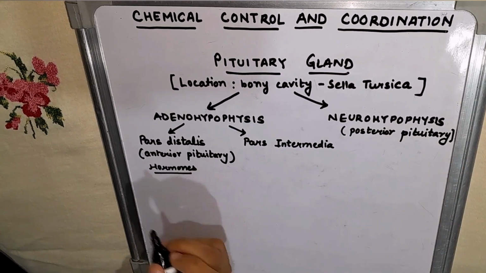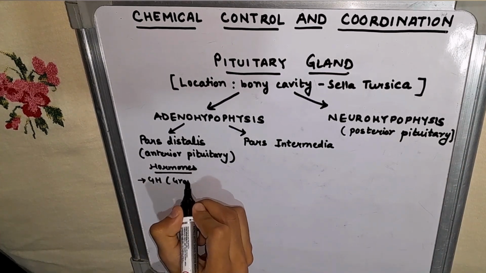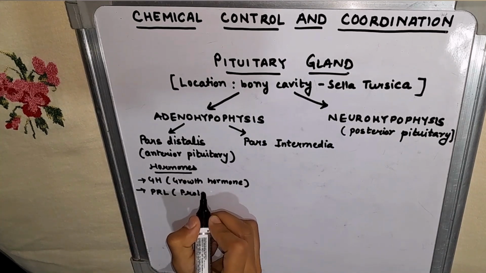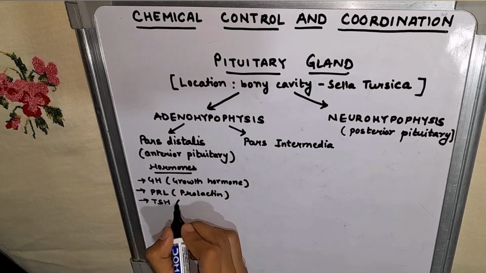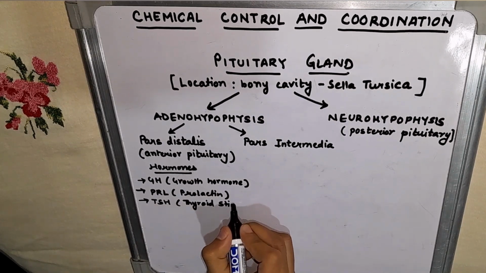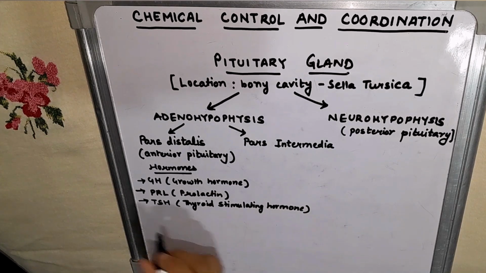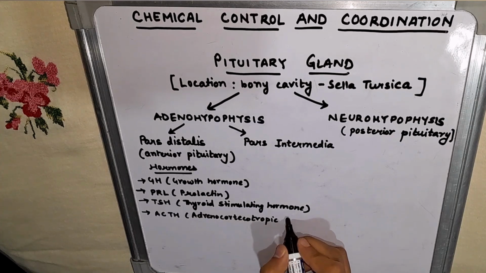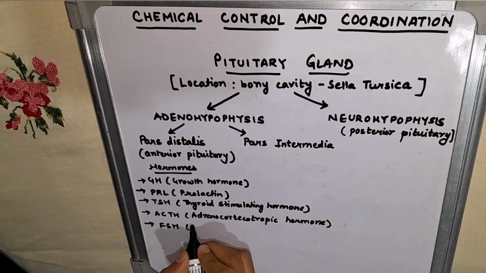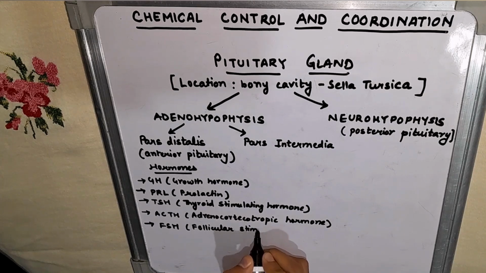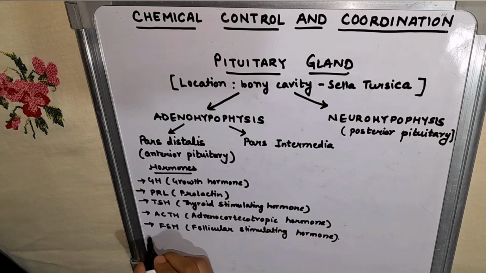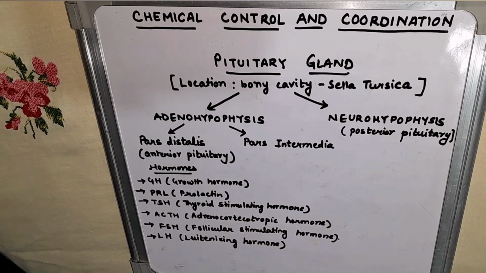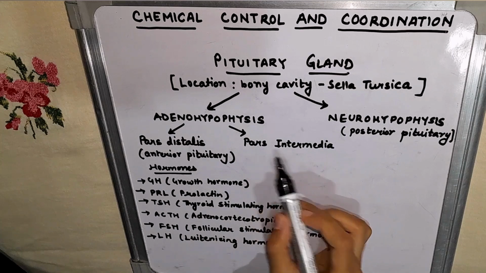The various hormones secreted by pars distalis are GH, which is growth hormone, PRL, which stands for prolactin, TSH as thyroid stimulating hormone. Next hormone is ACTH, which stands for adrenocorticotropic hormone. Next is FSH, follicle stimulating hormone. And last is LH, which is luteinizing hormone. So all these are the hormones of pars distalis or anterior pituitary.